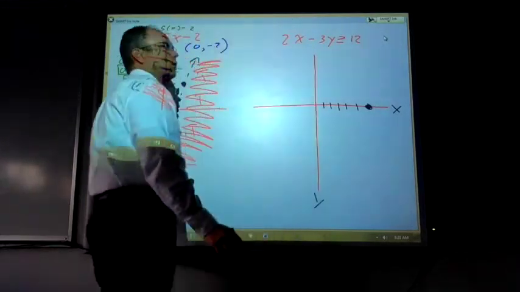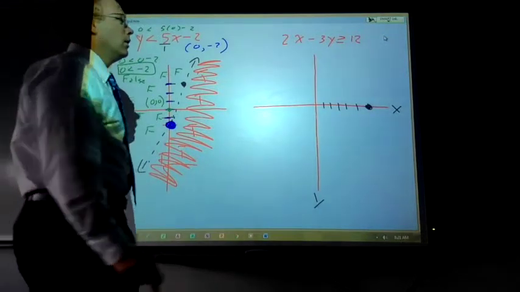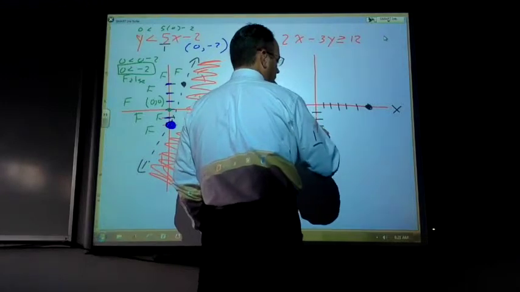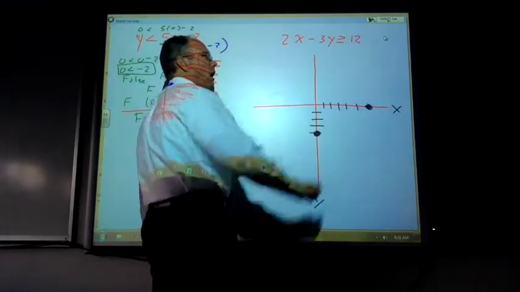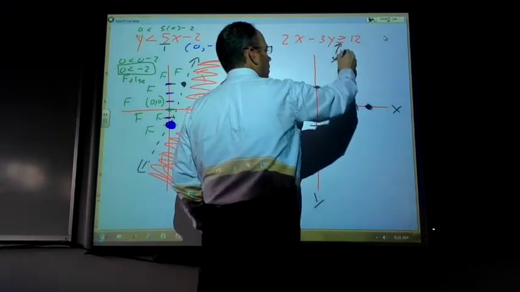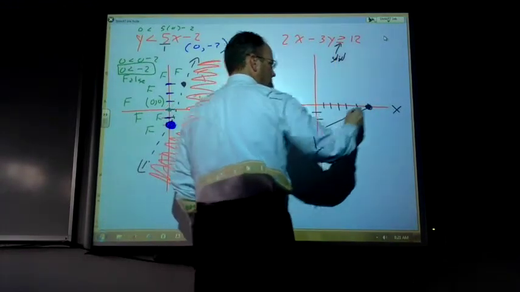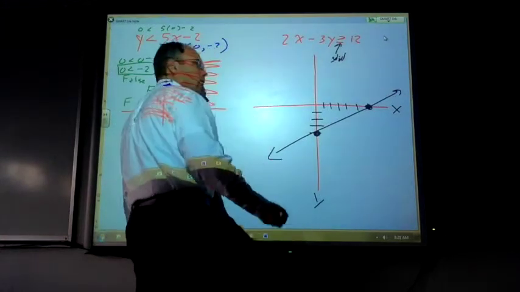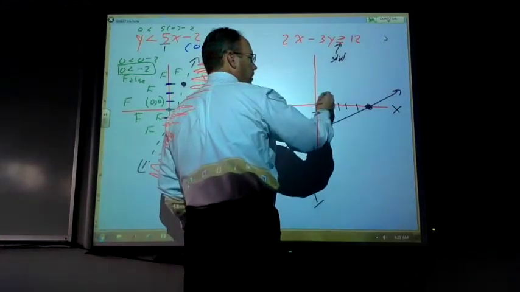So what is y equal to if negative 3y is equal to 12? Negative what? Negative 4. Solid or dotted line? Solid, because we have that, so that means it's solid. A good test point? (0, 0). (0, 0) is definitely up here.